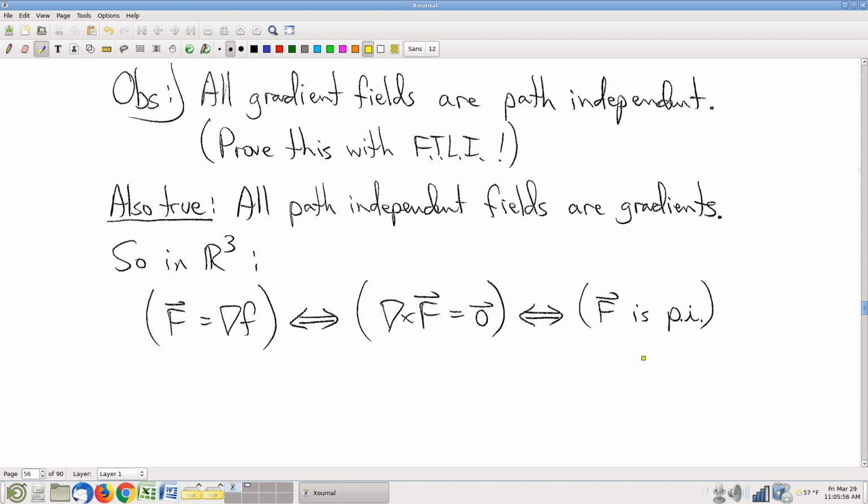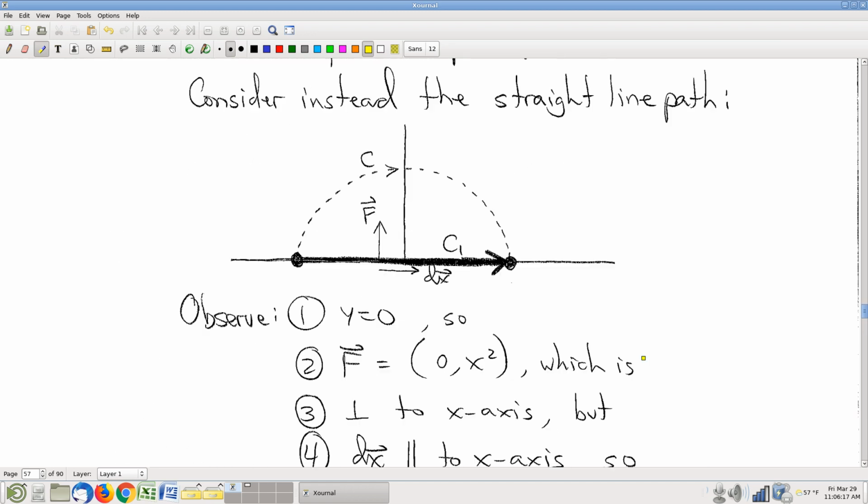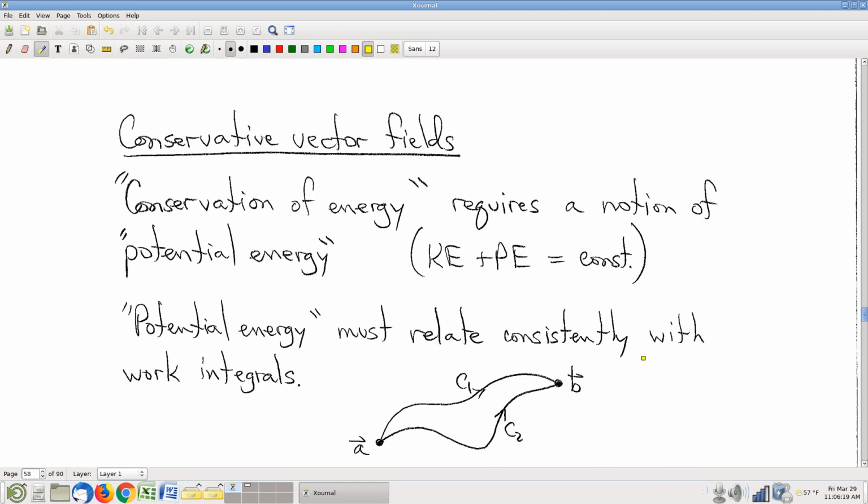Now let me make the rebuttal to that. Why do we care about a tool if we already have effectively an equally applicable tool? And the answer is because computing stuff is not our only goal in this area. So I want to show you another discussion for which we really need the notion of path independence. So it has to do with physics.